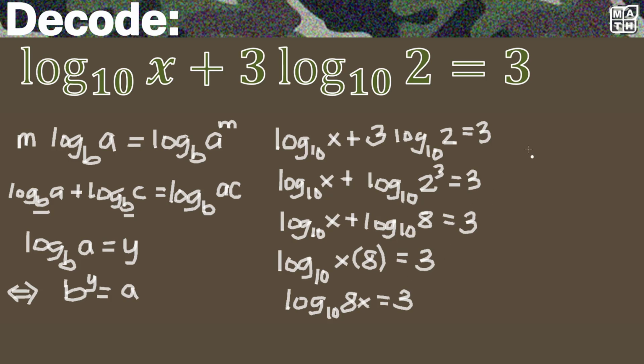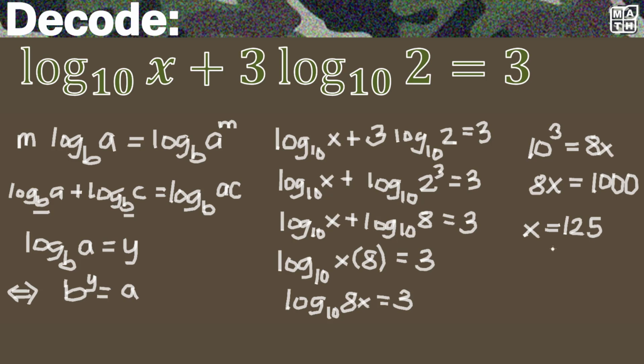So we can now write this from here. You use 10 as your base. The 3 will become the exponent, so 10 cubed is equal to 8x. By symmetric property, 8x is equal to 10 cubed, which we know to be 1,000. And then dividing both sides by 8, 1,000 divided by 8, you will get 125. This is now the value of x, which will satisfy the given equation.